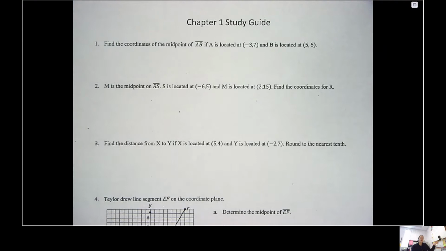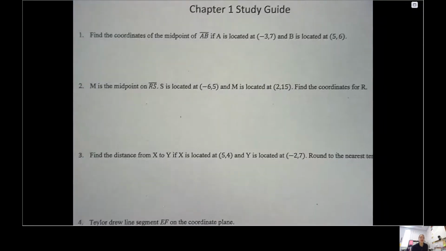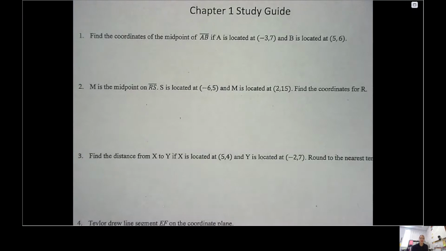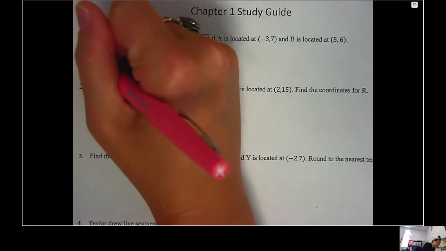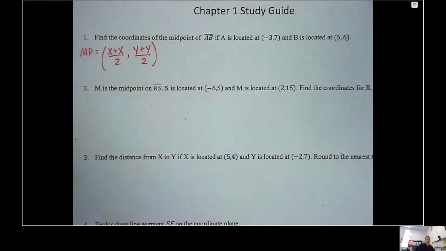Number 1 says, find the coordinates of the midpoint of segment AB if A is located at -3, 7 and B is located at 5, 6. To find the midpoint, all we're doing is taking the average of the x values and the average of the y values. So we'll add our x values together and divide by 2, and add our y values together and divide by 2.